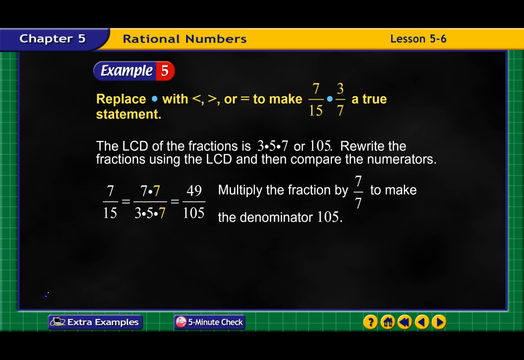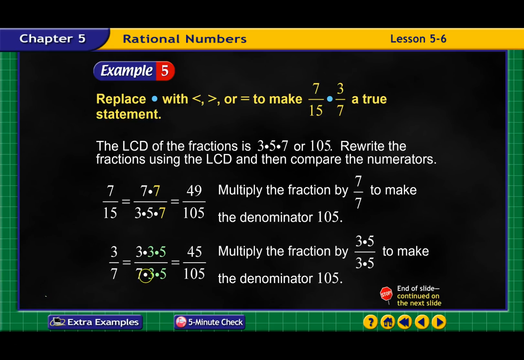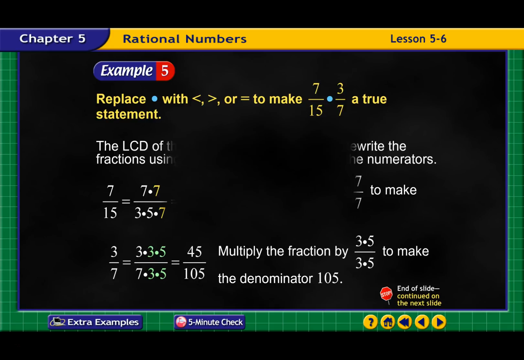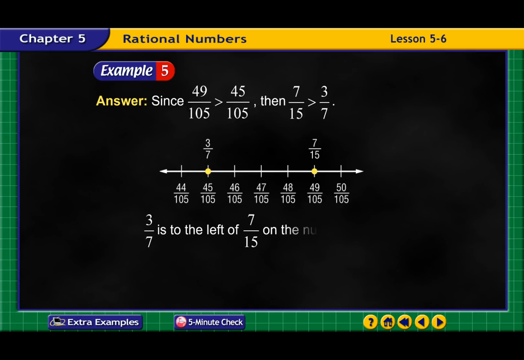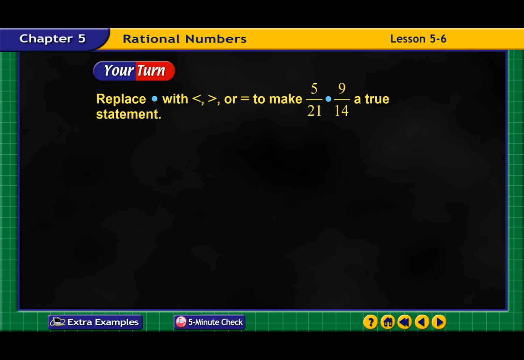Let's get that all off of there. So they already have 3 times 5, so we just need to put the 7 onto it. The other one needs the 3 times 5 onto the 3, so we're going to multiply that by 15 and multiply that by 15. Now we can compare 49 over 105 and 45 over 105. And since 49 is greater, it's going to point to the smaller one. So 49 over 105 is greater than 45 over 105. And we can put that onto a number line, which makes life a little easier. Pause this, give it a shot.